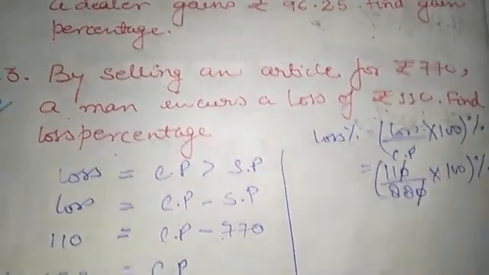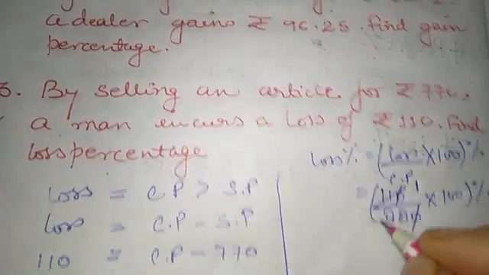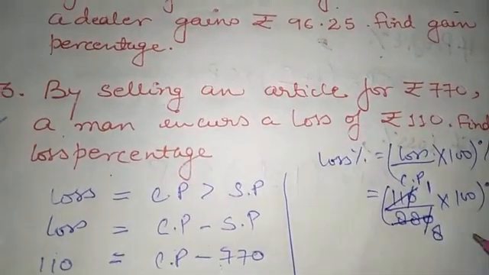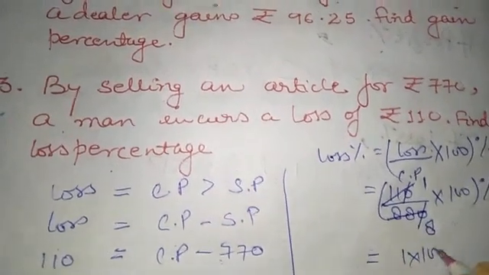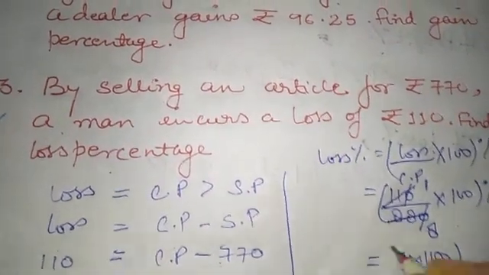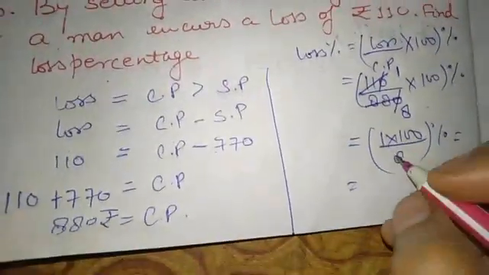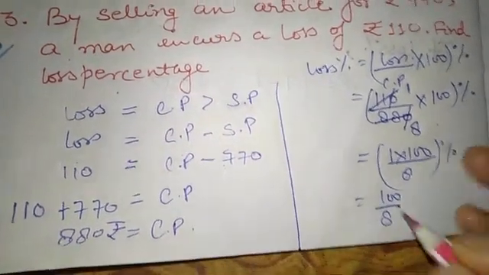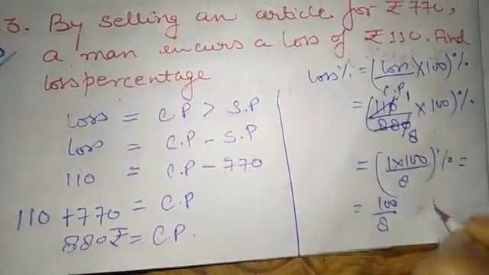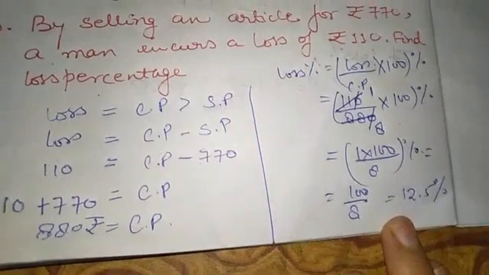Now I deducted this. 11 ones are 11, 11 eights are 88, so we can write 1 into 100 upon 8 percentage. When I divide 100 by 8, what do I get? 12.5 and a percentage sign. So the loss percentage is 12.5.